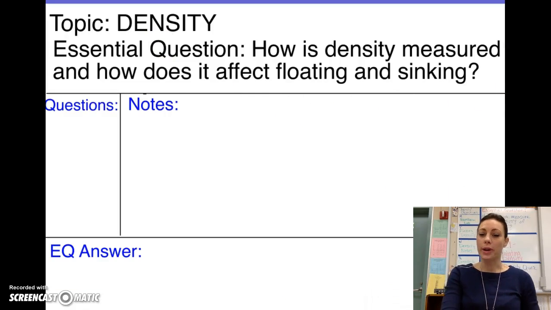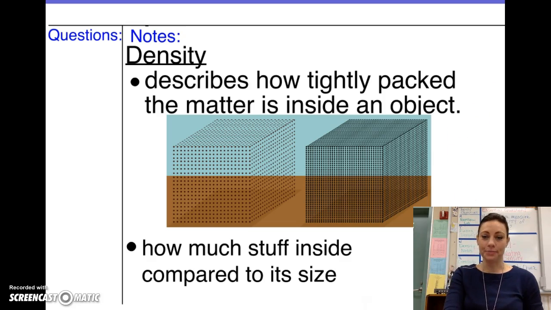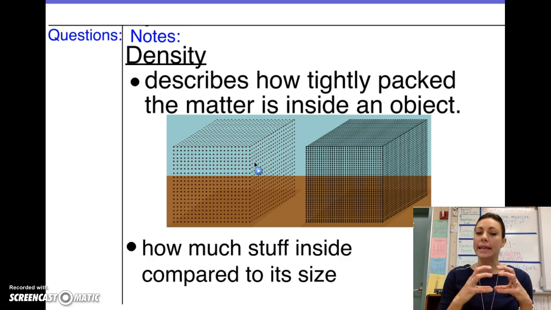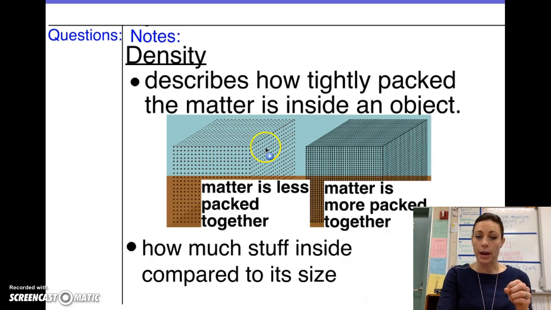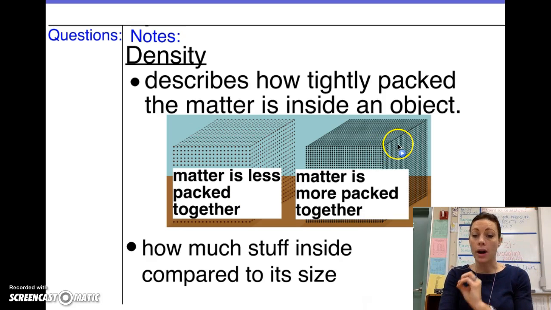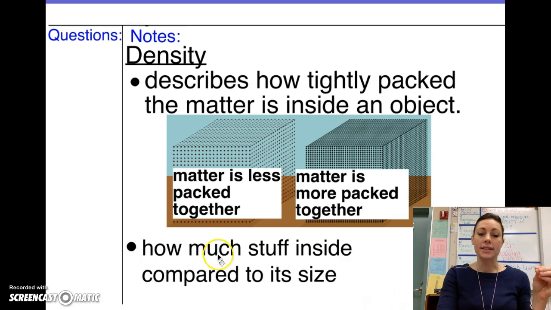So that was just a quick review of density. Here's what you need to get into your notes today. Density describes how tightly packed the matter is inside an object. So both of those cubes from the BrainPOP had the same volume, but because the matter in this cube was less packed together and the matter in this cube is more packed together, they have different densities. Density describes how much stuff is inside an object compared to its size.